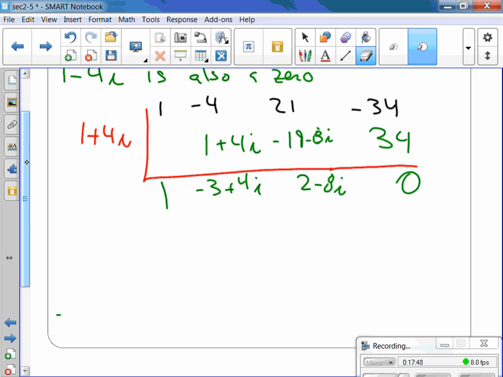Those coefficients look a little bit intimidating there as far as trying to solve that quadratic, right? As far as using negative 3 plus 4i, 2 minus 8i. Here it's just simpler to go ahead and divide by our other 0 of what? 1 minus 4i. Bring down the 1.